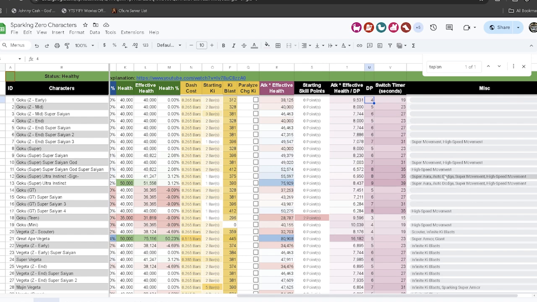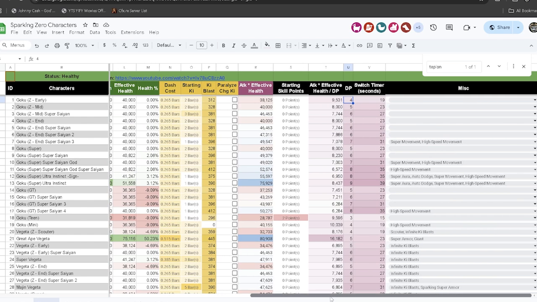So there's that. And then we have miscellaneous. So miscellaneous, for example, super movement, high speed movement. Just so you guys understand what that means, it means if you're in Sparking and you're moving normally just using the left stick and you're kind of far away from your opponent, and then you hit guard, that is called high speed movement. It will make you teleport in the direction that your stick is facing. Now, super movement is essentially the same thing when you're Dragon Dashing. So if I Dragon Dash to my opponent and I hit guard, I can teleport in the direction that my stick is pointing.